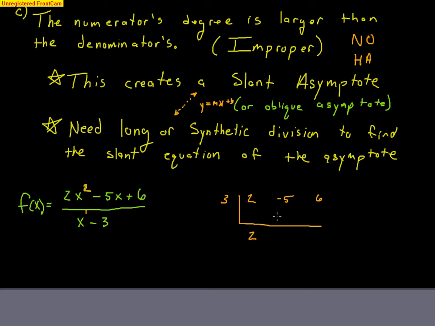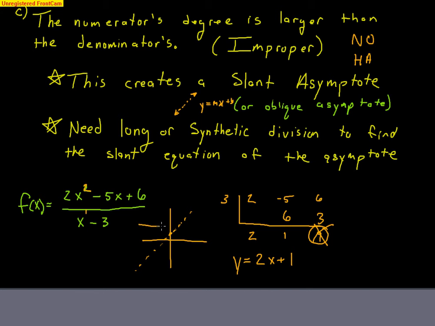Drop down the 2. 3 times 2 is 6, add those together, I get 1. 3 times 1 is 3, and I get 9. This 9 is the remainder, not needed whatsoever. What you need is the 2 and the 1. This tells me that my slant asymptote is y equals 2x plus 1. If I were to make my graph here, the actual line goes up 1, and then it has a slope of up 2, right 1, up 2, right 1. So this line right here is a slant asymptote that I cannot cross.